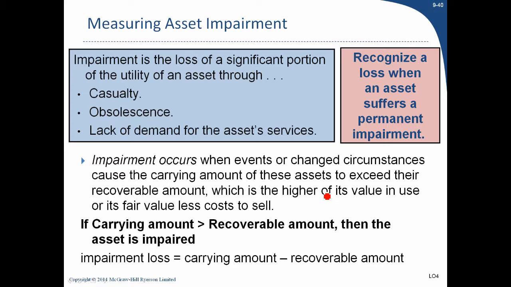Okay, asset impairment. We buy assets with the intention of generating revenue, right? Sometimes an asset won't even generate enough revenue to pay for itself. This happens through casualty, meaning damage, or obsolescence.